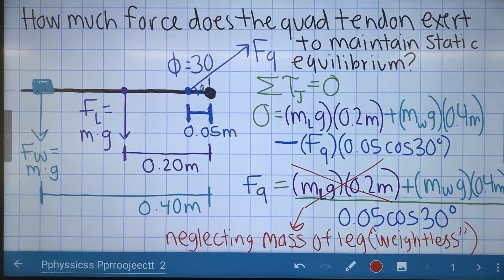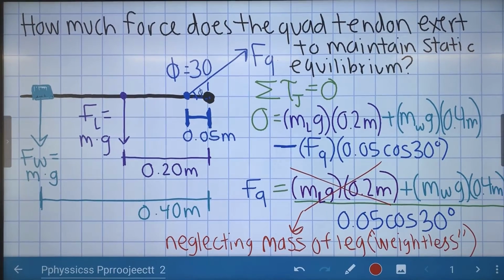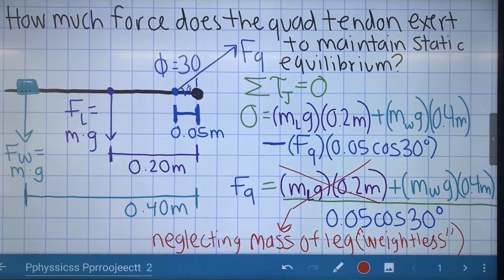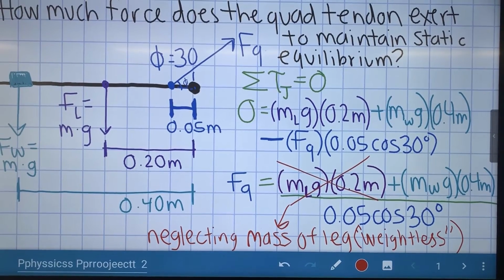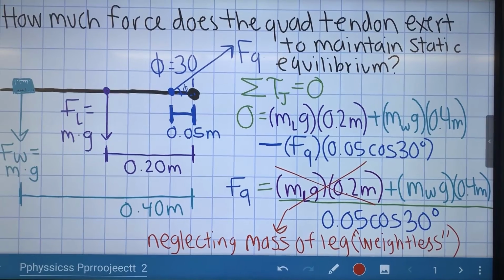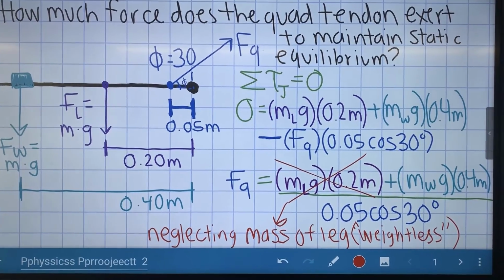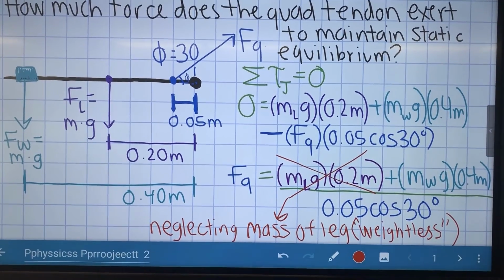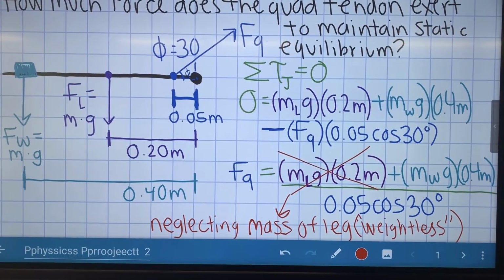Then the force of the quad tendon will be pulling the leg into a clockwise direction, and that's going to make the number negative. So now I have minus the force of the quad multiplied by the lever arm, which here is going to be 0.05 cosine 30 degrees because that angle θ is 30 degrees. 0.05 would be the adjacent, and I'm trying to find the hypotenuse. Then I'm solving for the variable here at the bottom, the force of the quad tendon.